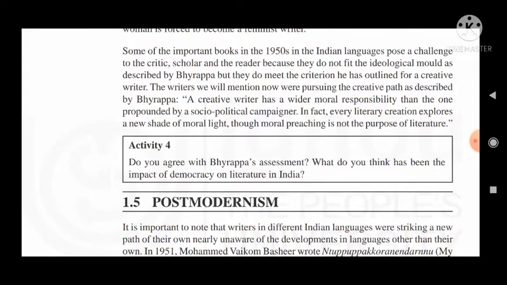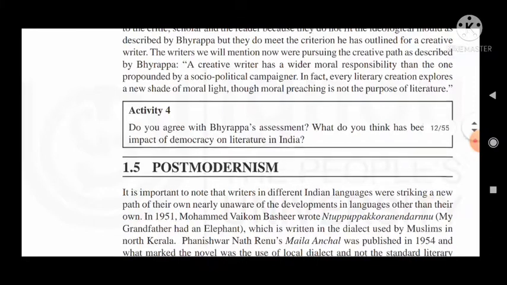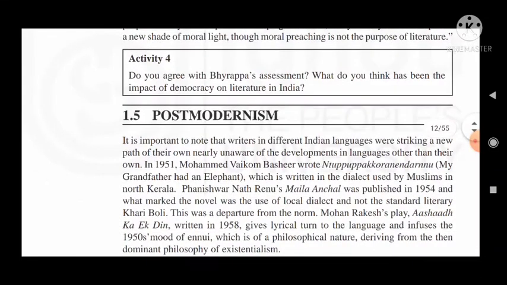The writers we will mention now were pursuing the creative path as described by Bhairappa. A creative writer has a wider moral responsibility than the one propounded by a socio-political campaigner. In fact, every literary creation explores a new set of moral rights, though moral preaching is not the purpose of literature. Do you agree with Bhairappa's assessment? What do you think has been the impact of democracy on literature in India?